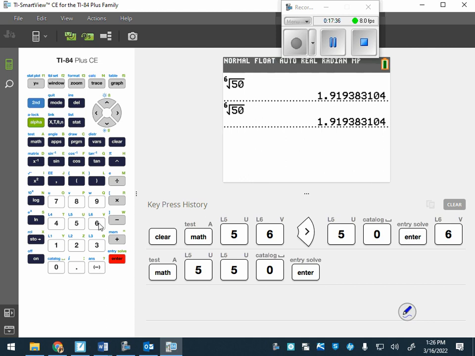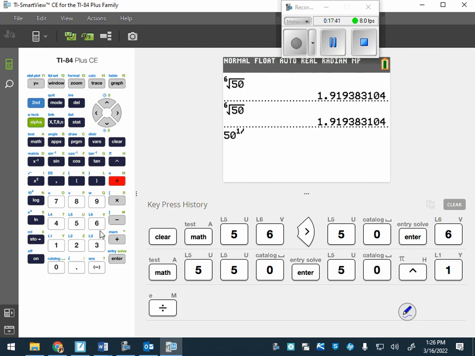Yep. 50 to the 1/6, and you will get the same answer. Okay, which when it comes to time, you might find that a little bit easier to do.